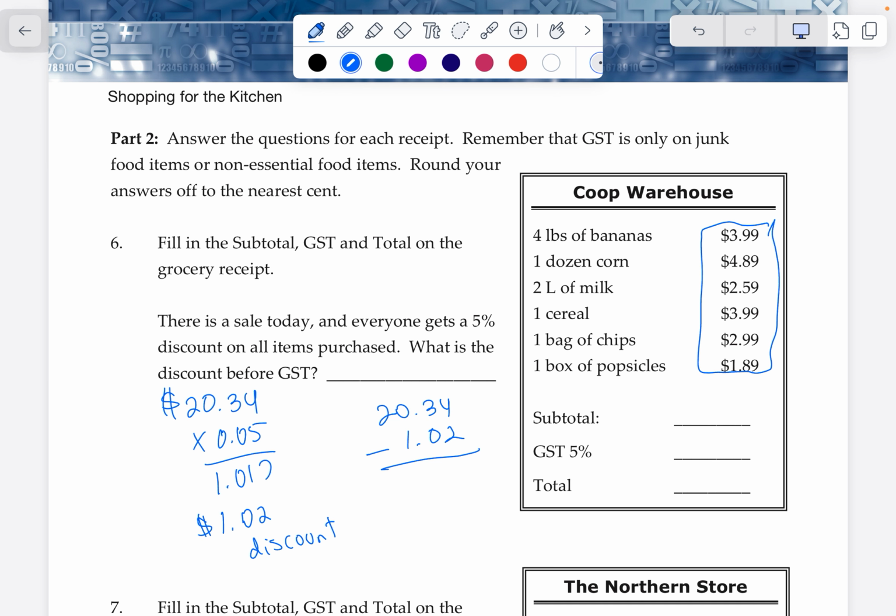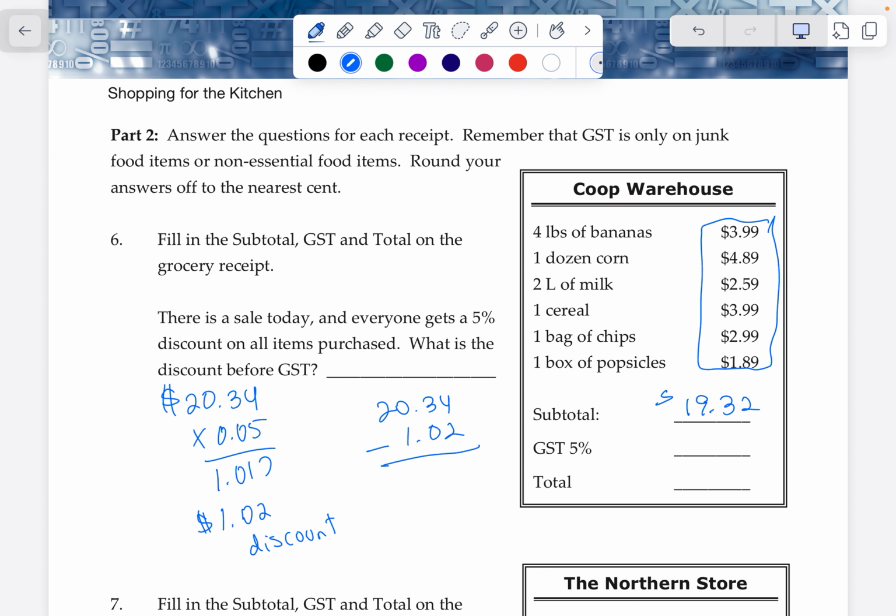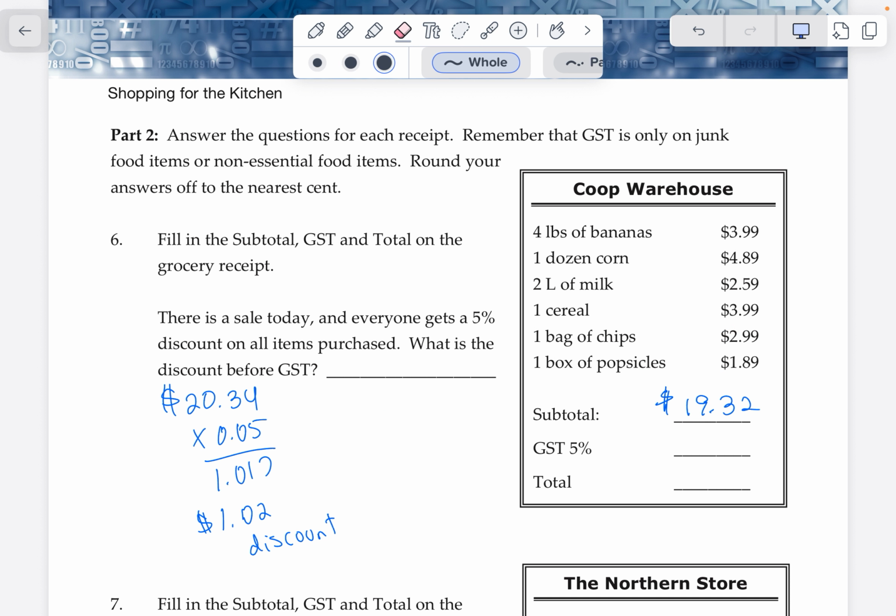Okay. Now, they charge tax. Now, read the instructions. They didn't charge tax on everything. They did the tax on food, junk food items, and non-essential foods. So, if we look at this list, they would say that anything that's like a fruit, a vegetable, milk, cereal, these two right here would be non-essential or junk food. So only those two right there would be the tax. So let me give myself a little bit of room here. So let's just think about the taxes only on those two items that they're going to charge me 5%.